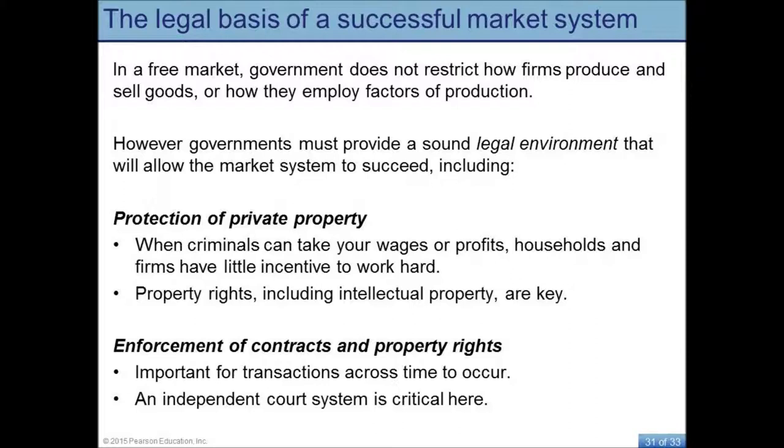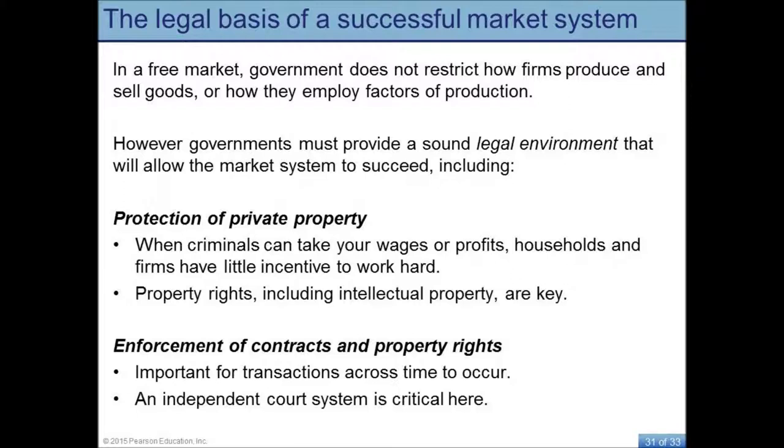So now on slide 31, we look at the legal basis for a successful market system, and that's the rule of law. The government does not restrict how firms produce or sell goods or how they employ factors of production, but they at least need to provide a legal environment that protects certain things, like private property and the enforcement of contract and property rights. With private property, you don't want criminals to take your wages or profits, and if they do, then what's the point anymore, right? Because you have no protection.